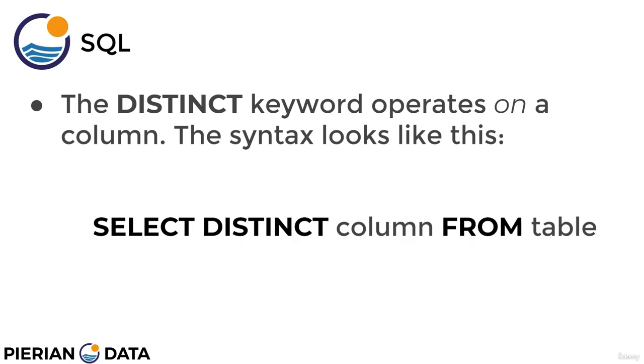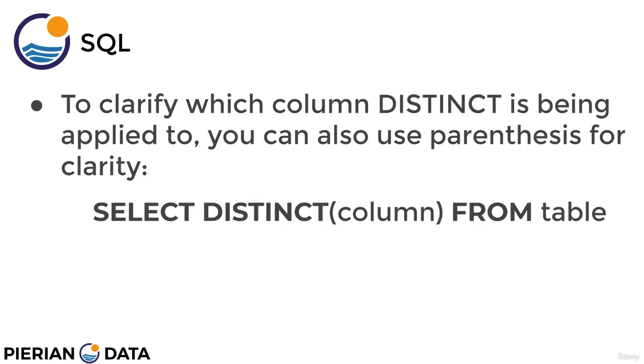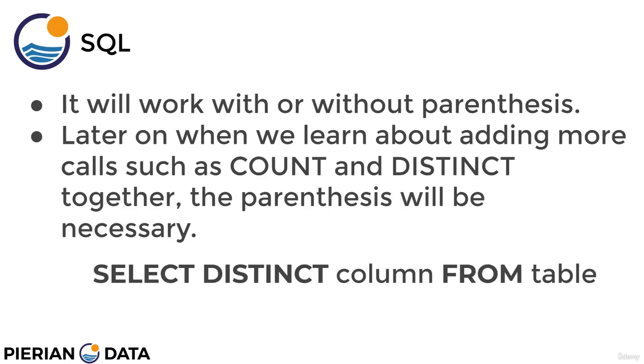The distinct keyword operates on a column, so that means the syntax looks like this. We say select, and then distinct right in front of whatever column we're interested in grabbing the unique or distinct values from. And then we'll specify what table this column is in. Sometimes, to clarify which column distinct is being applied to, you could also add in parentheses for clarity. So note that distinct on a column works with or without parentheses. This is what it would look like with parentheses. And again, it will work without parentheses as well.